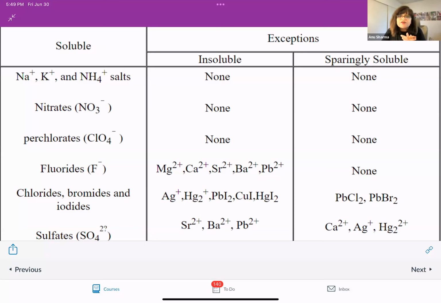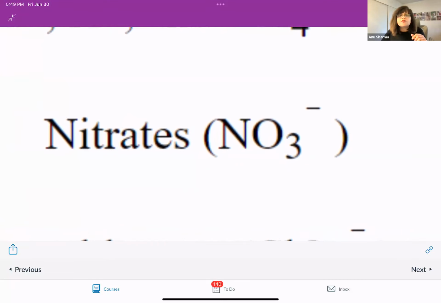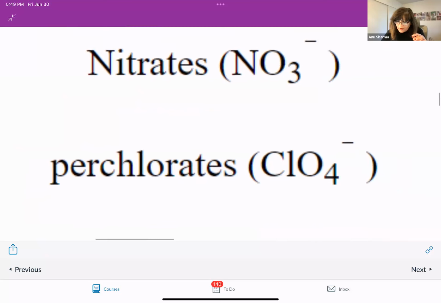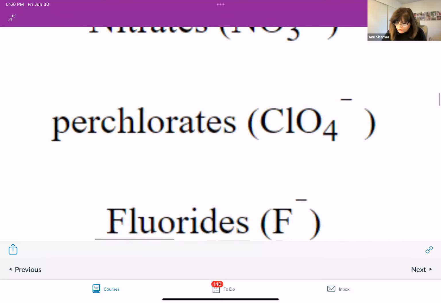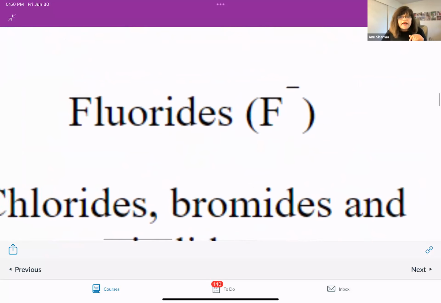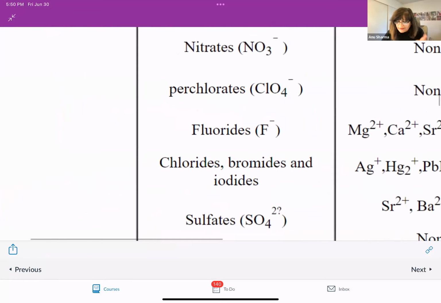So here you have sodium, potassium, all the group 1A elements and the ammoniums. These are soluble in water all the time. Anytime nitrate attaches to anything, it is always going to be soluble. Same is the case with perchlorates. Anytime perchlorates attach to anything, that will become soluble. Then comes the fluoride. Anytime fluorides attach to any of the metals, they will be soluble.